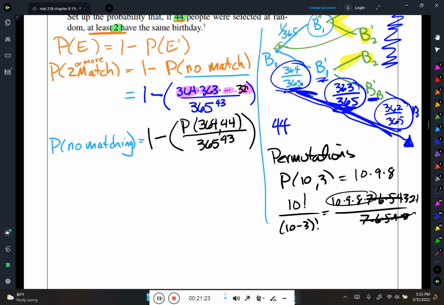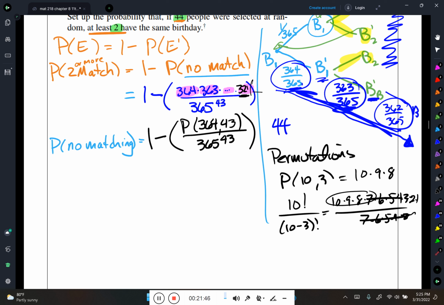Whoops, I got a small mistake there. That's 43rd. And the reason it's 43rd is I want that 44th one there. I want the 43rd one up through the 43rd one. Okay? All right. Now there's a shortcut for this formula.